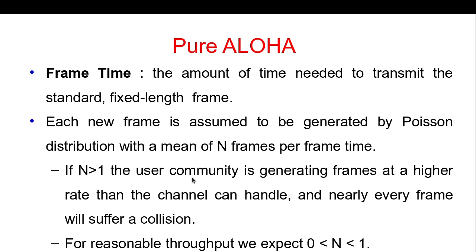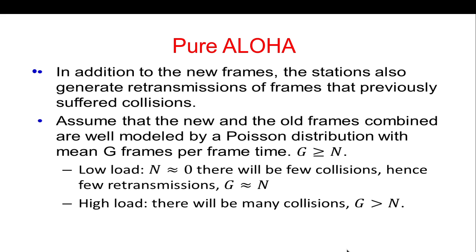If there is more than one frame, that is n greater than 1, in the channel, collisions are bound to occur. Every frame will suffer a collision, and that's why for reasonable throughput, where there are few or no collisions, we expect that the mean number of frames per frame time should be between 0 and 1. So this is the condition, we can say.